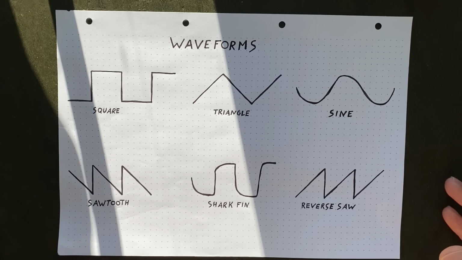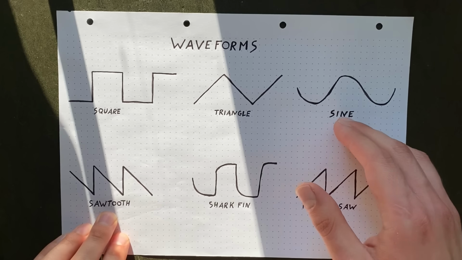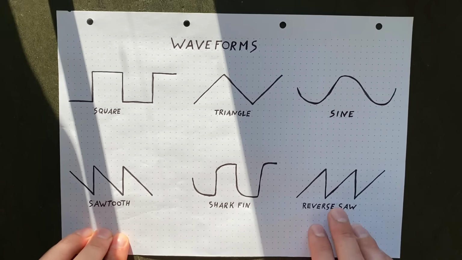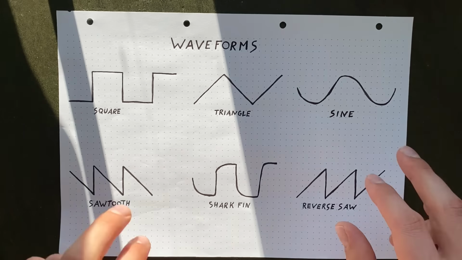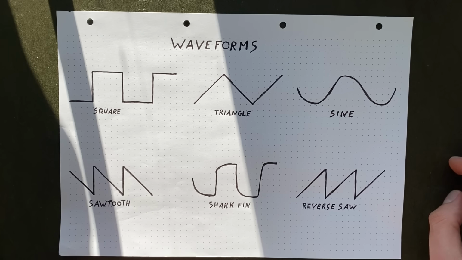To understand how it works, let's first talk about what an oscillation is exactly. You're probably quite used to seeing the little waveform symbols on your synth. There's a few different shapes: square, triangle, sine, sawtooth. Some VCOs even have weird ones like shark fin or reverse sawtooth. Now the question is, what are these waves made of? In other words, what is oscillating here?